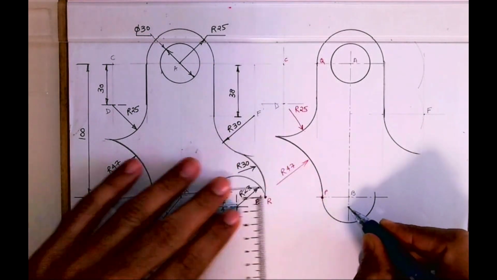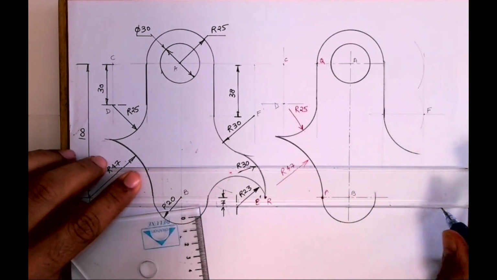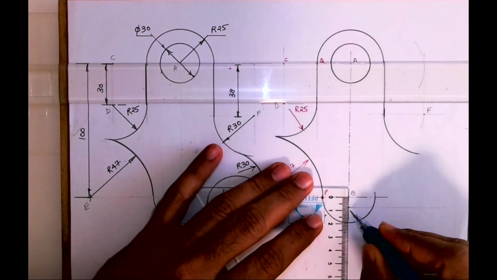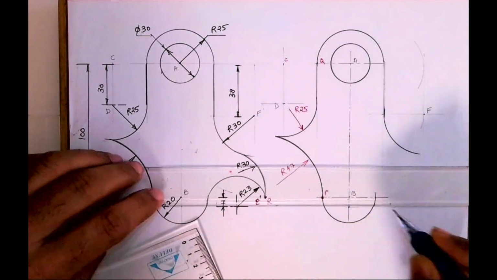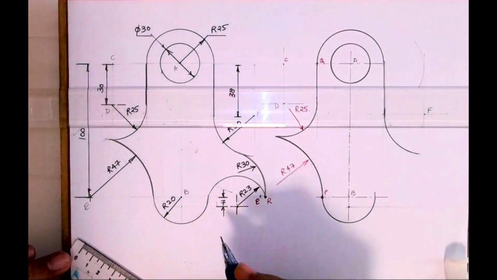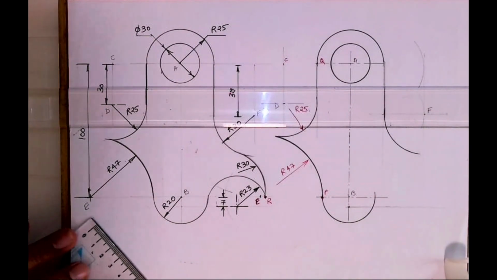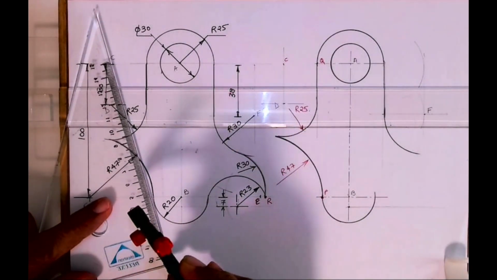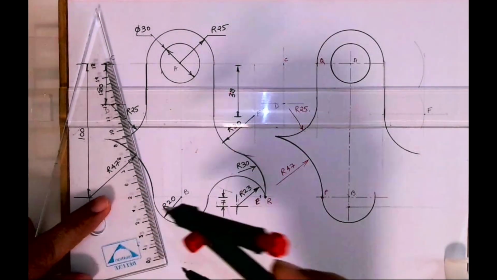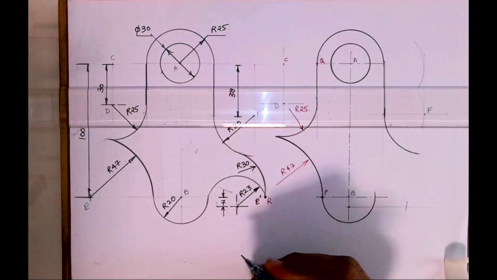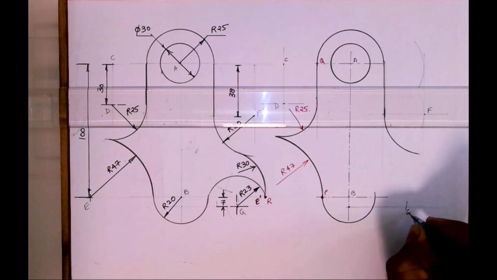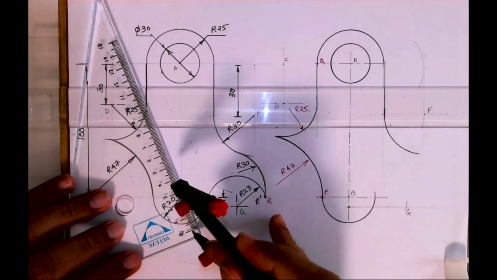So first I will take 7 down. And from point B I will take 20 plus 23, 43, and I will cut. So wherever it cuts, that is point, let's say G, and from G I can draw radius 23.